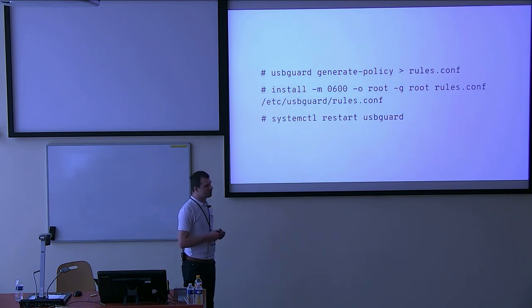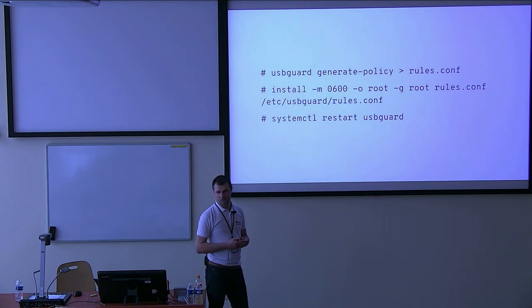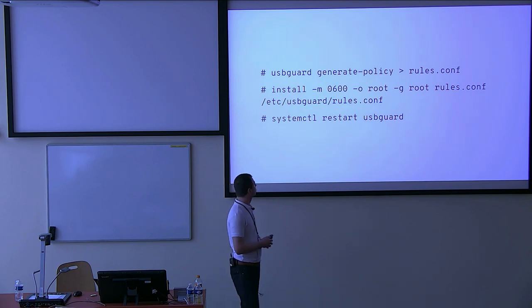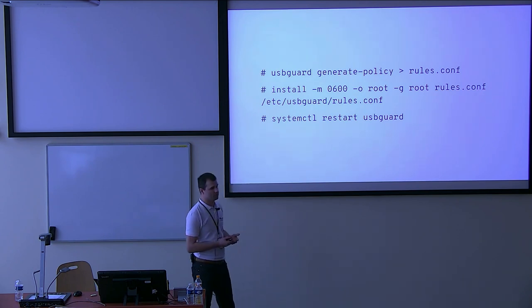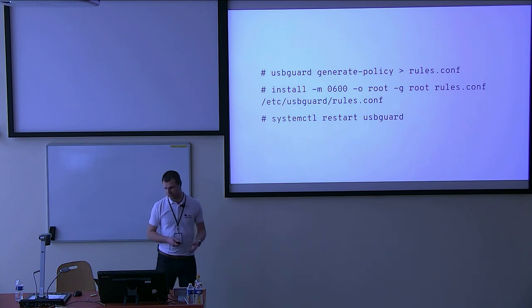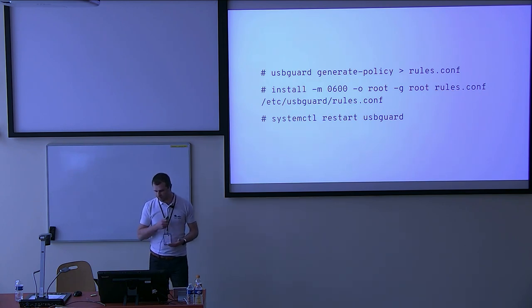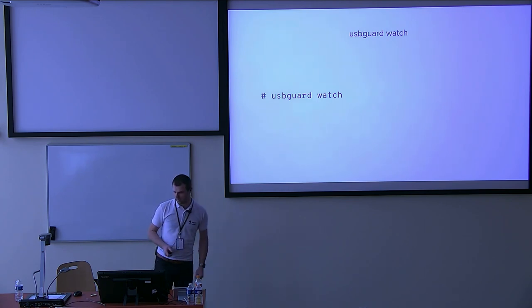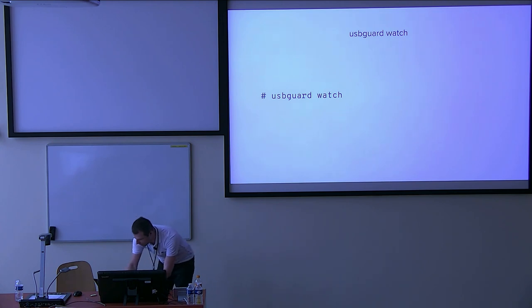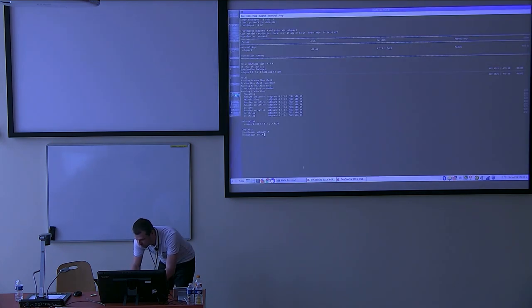How to actually create the initial rule set is to use the generate command, put that output to a file and set proper permissions to the file, so it must be owned by root and only root. And you need to restart the service. And the USBGuard watch command is something which allows you to monitor what's happening. So let me show you the actual process.